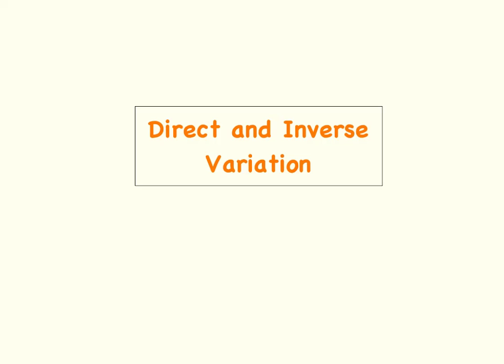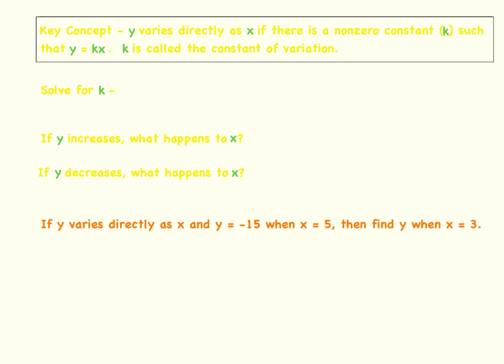Now let's get started. For direct variation, let's look at this key concept. Y varies directly as x if there is a non-zero constant that we're going to call k, such that y equals k times x. K is called the constant of variation.